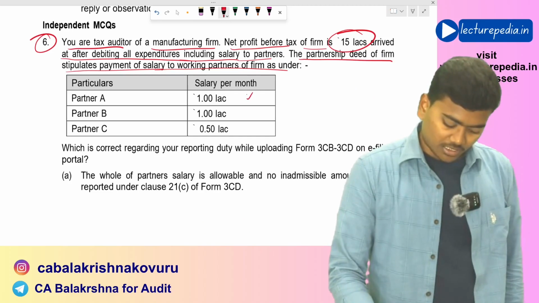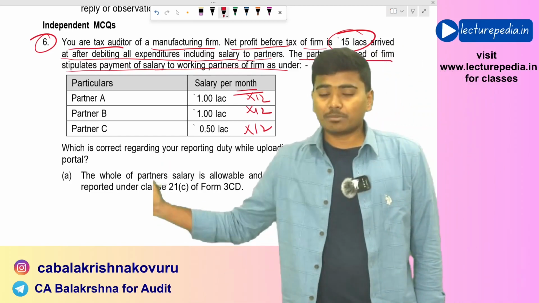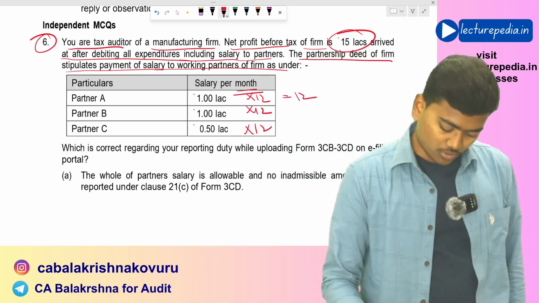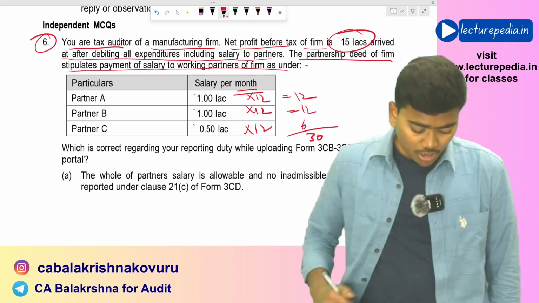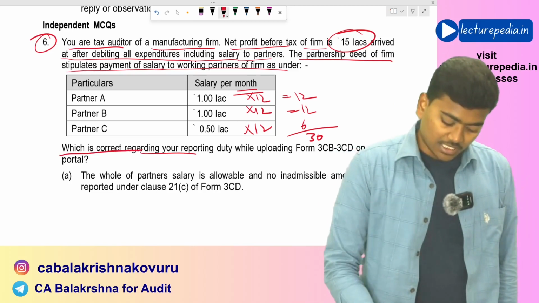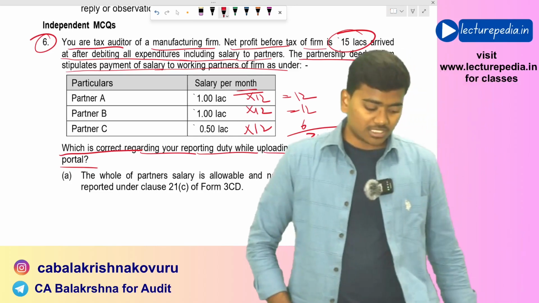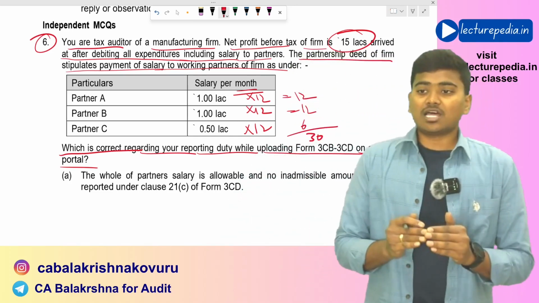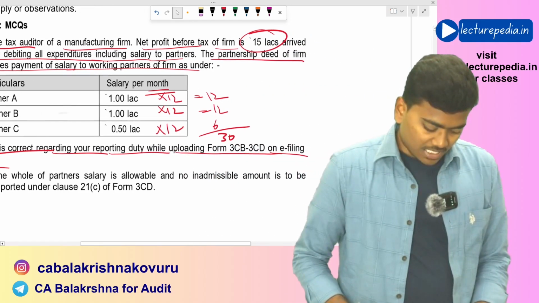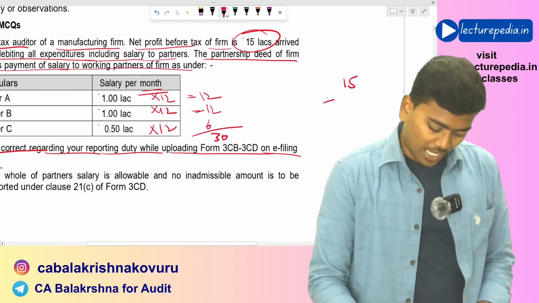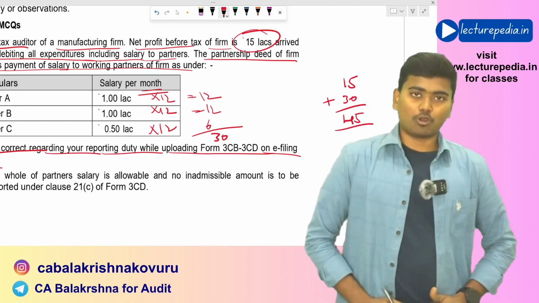How much? 1 lakh for partner A, that means 12 into 1 lakh. Here they have given it on a monthly basis. So on a yearly basis, it will amount to 12 lakh, 12 lakh, 6 lakh, it would be like 30 lakhs, right? Now, what he is asking is which is correct regarding the reporting duty while uploading Form 3CB and 3CD on the e-filing portal. Basically, here you need to determine the amount of salary that is allowable. So in order to calculate allowable salary, first of all, to the net profit you need to add back the remuneration. So you will get 45 lakh as book profit, right?